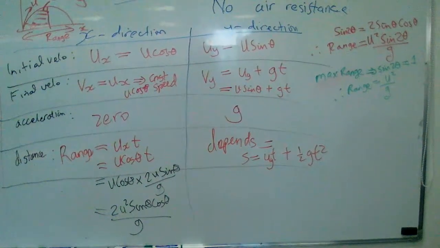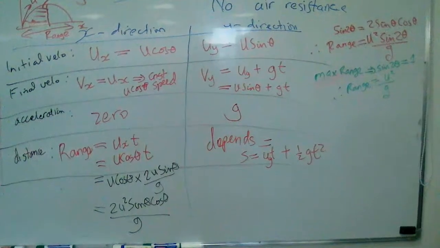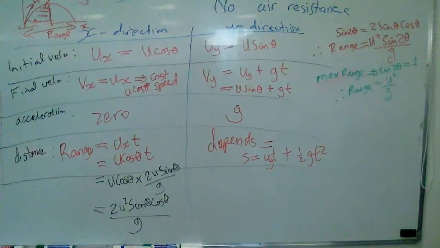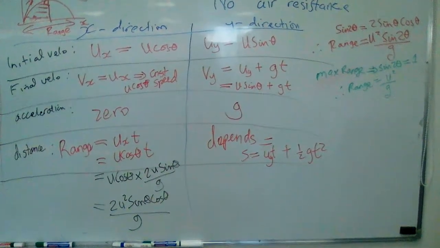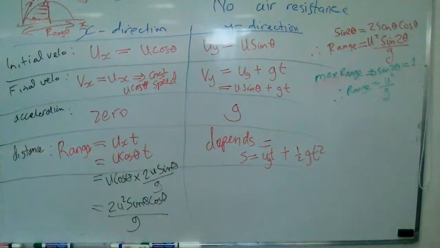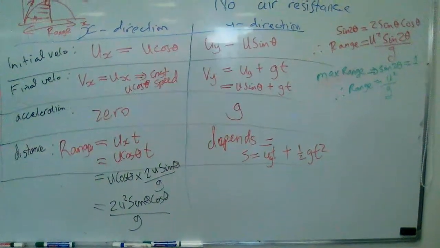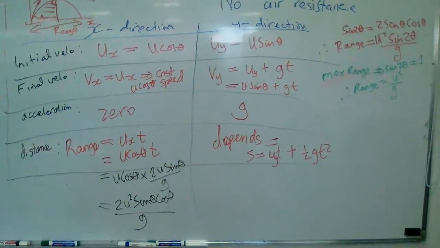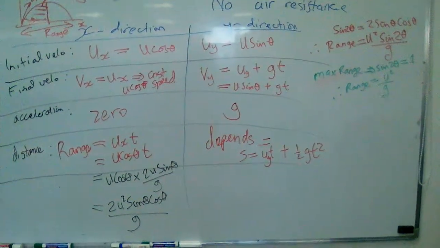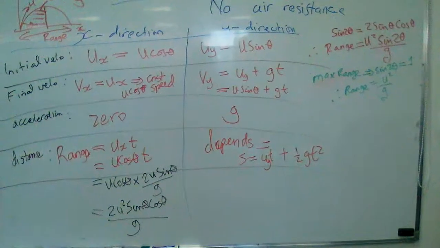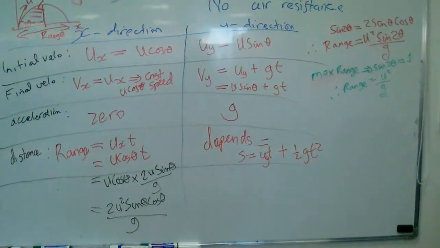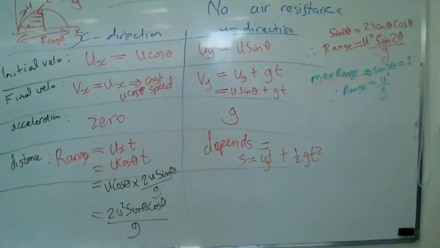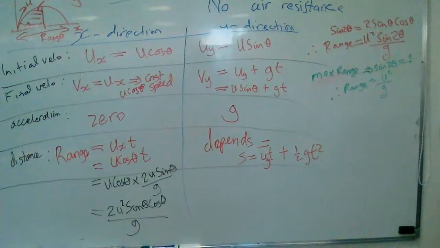Now to get the total range, it will be u cos theta, which is the component in the x direction, times the time which you've just found, which is 2u sine theta over g, which then gives you 2u squared sine theta cos theta over g. Now there's an identity in mathematics which says that sine 2 theta is equal to 2 sine theta cos theta. Therefore our range now becomes u squared sine 2 theta over g.